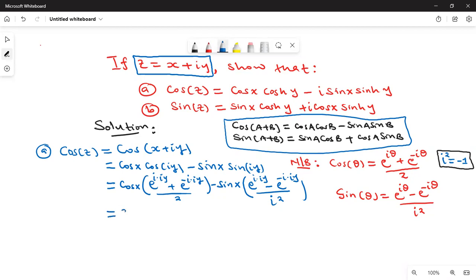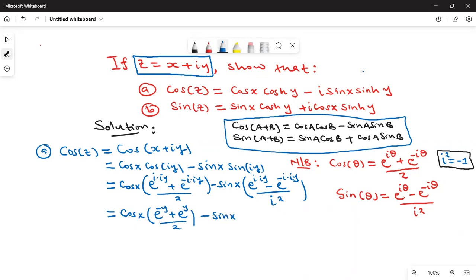So this can now be written as cosine of x. Let me write in a proper manner. Cosine of x times exponential -y plus exponential negative. Of course, negative times negative becomes positive. So this is just positive y, which is y, over 2 minus sine x.